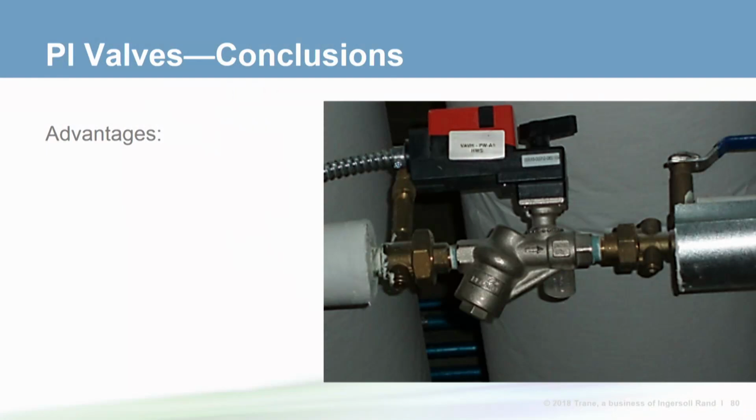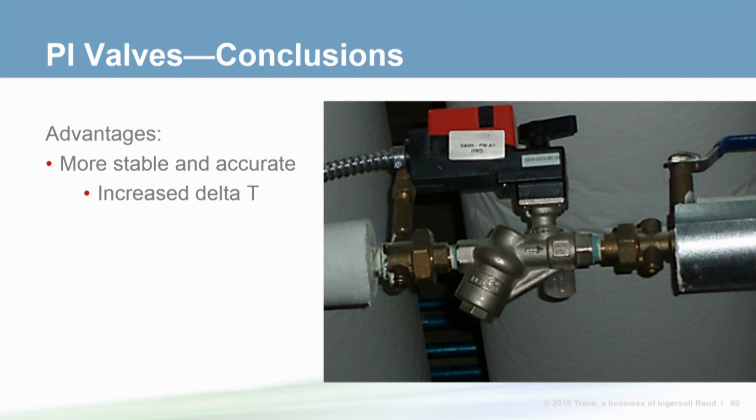So let's summarize this discussion. We've demonstrated how pressure-independent valves are more stable and more accurate, which should improve system delta T. We've also seen how pressure-independent valves can make valve selection much easier. A lot of conventional valves are poorly selected, and it's highly unlikely a poorly selected valve will provide good control. We've also seen how pressure-independent valves are easier to install, as they eliminate the need for balancing valves.